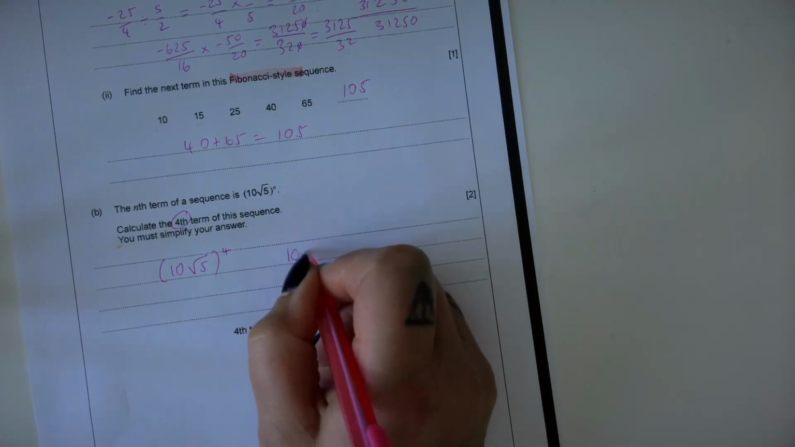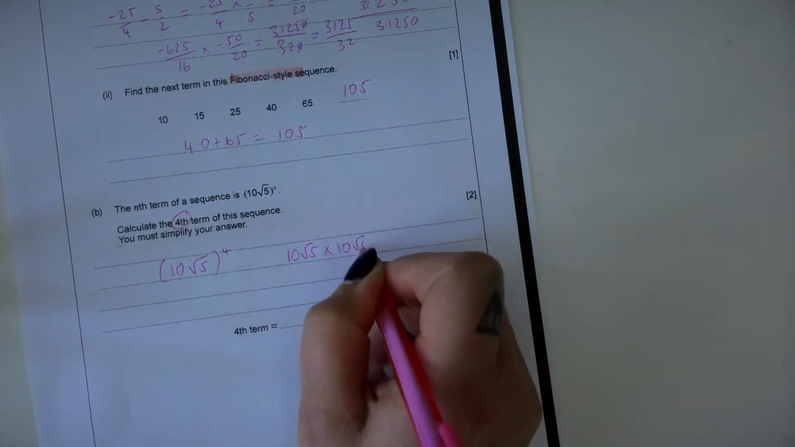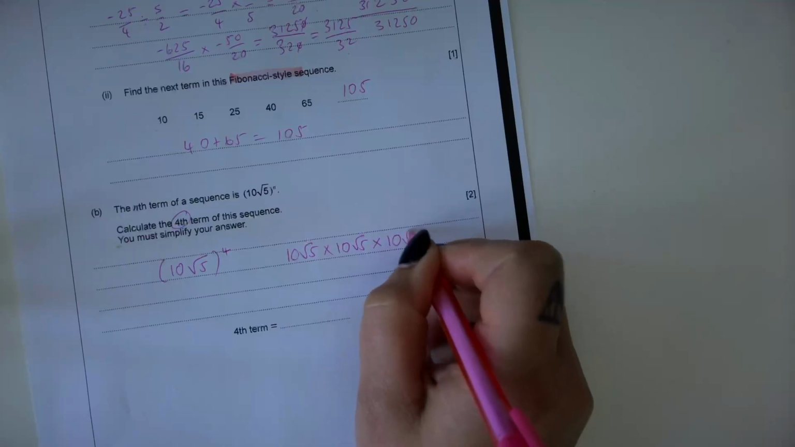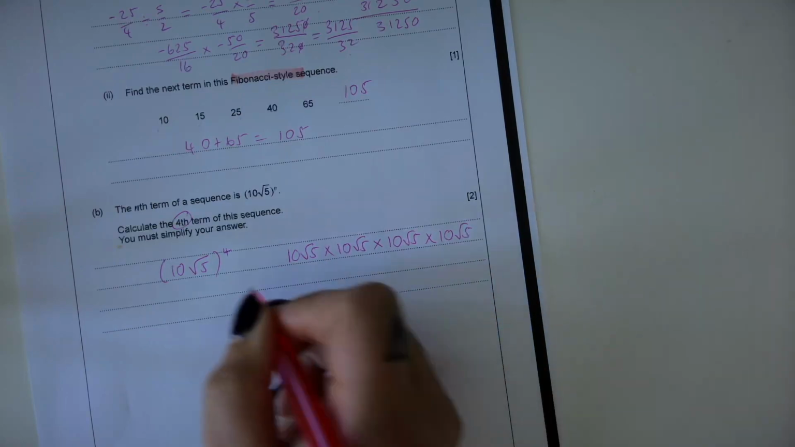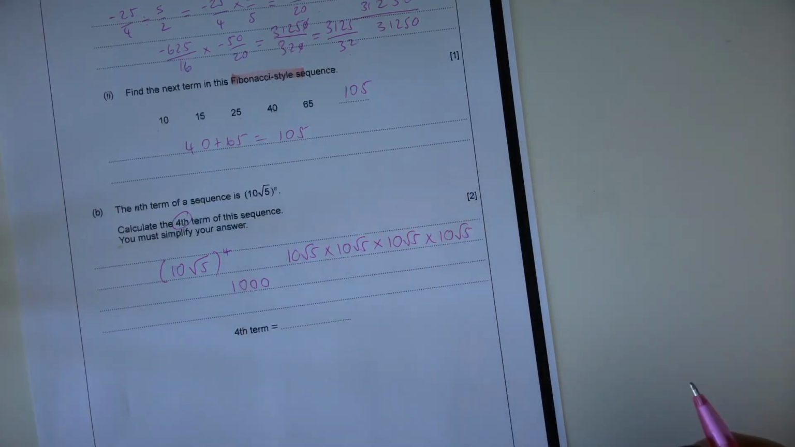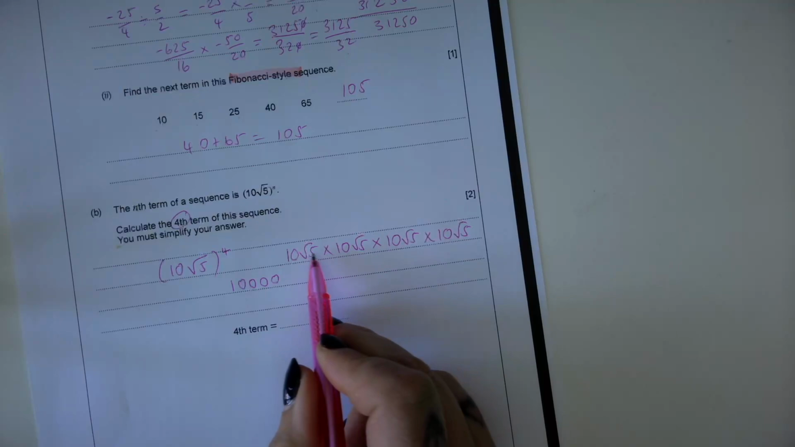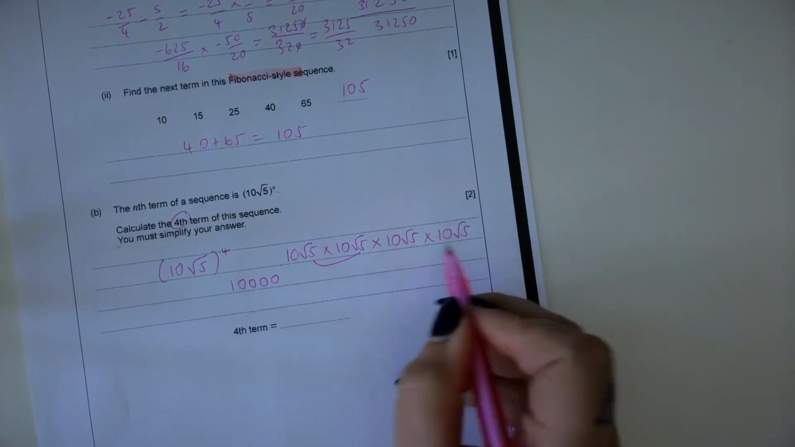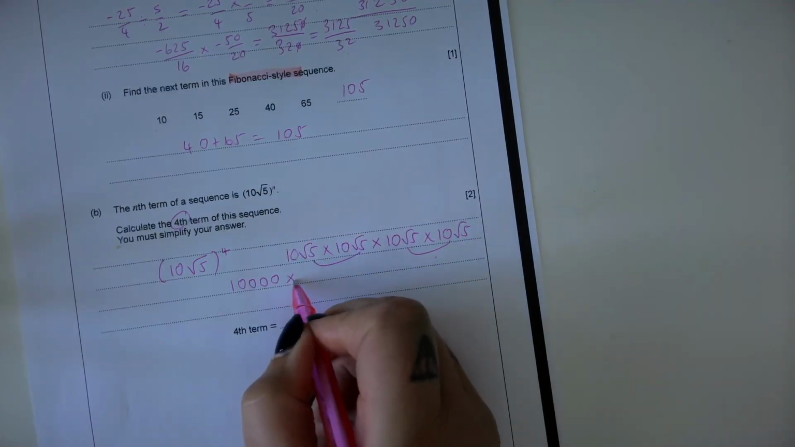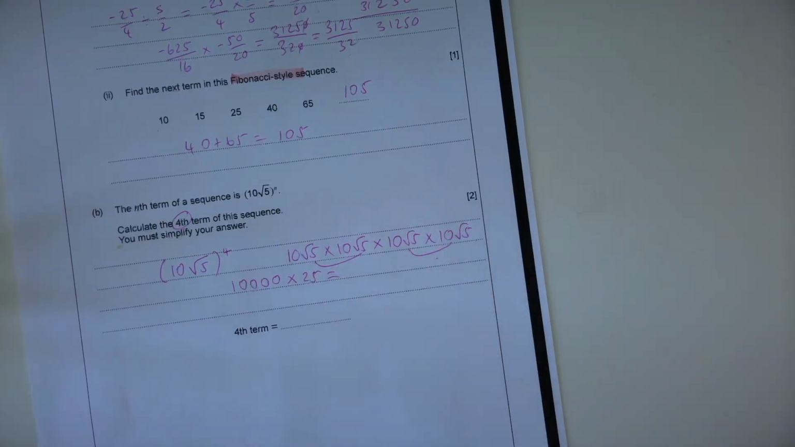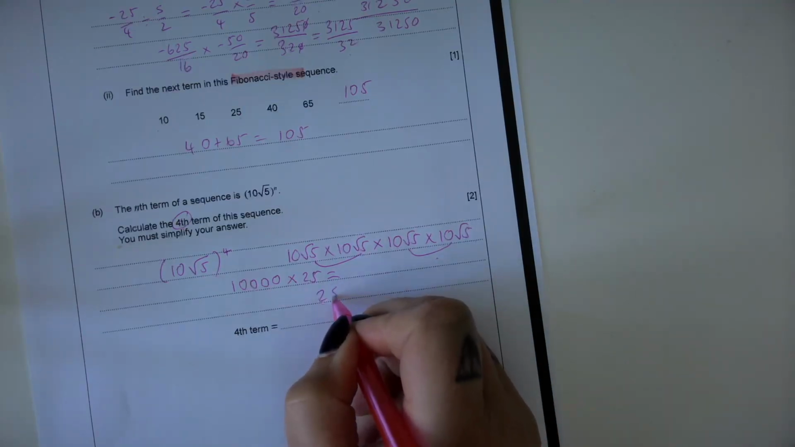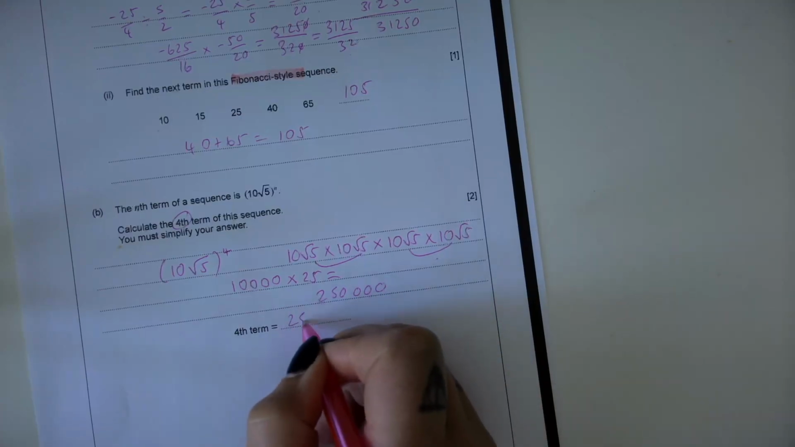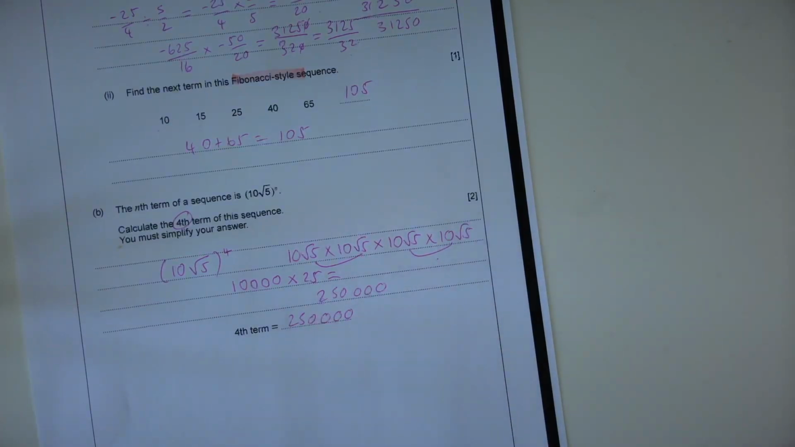Okay, so that would be 10 root 5 multiplied by 10 root 5 multiplied by 10 root 5 multiplied by 10 root 5. 10 times 10 times 10 times 10, and then root 5 times root 5 would be 5, root 5 times root 5 would be 5. Times that by 25. Oh no, it would be 250,000. So the fourth term is 250,000.